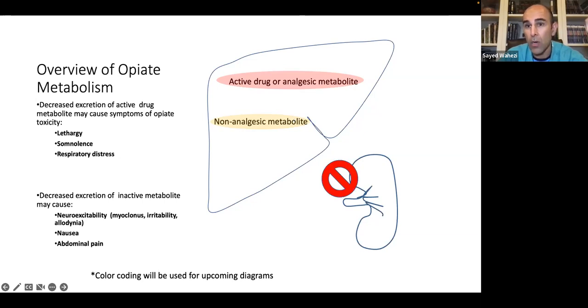If the kidneys don't work, or if they don't work well, all right, you also need to understand that both the active metabolite and the inactive metabolite, which sometimes can be toxic, are retained. And when this is retained with the active drug, you have more euphoria and better pain relief, and more respiratory toxicity. When these non-analgesic metabolites are increased in concentration within the organism, then you'll have the CNS toxicity.